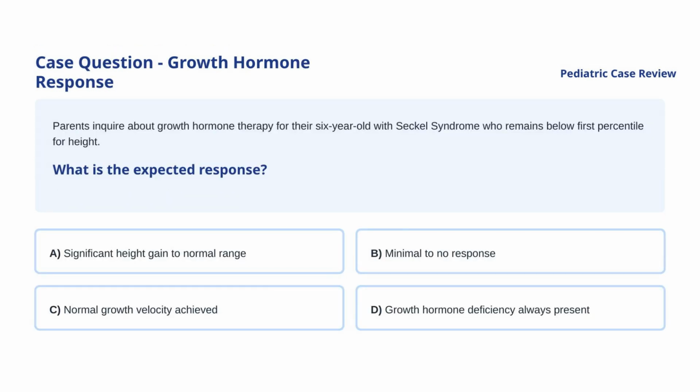Case 11. Parents inquire about growth hormone therapy for their 6-year-old with Seckel syndrome who remains below the first percentile for height. What is the expected response? Option A, significant height gained to normal range. Option B, minimal to no response. Option C, normal growth velocity achieved. Option D, growth hormone deficiency always present.